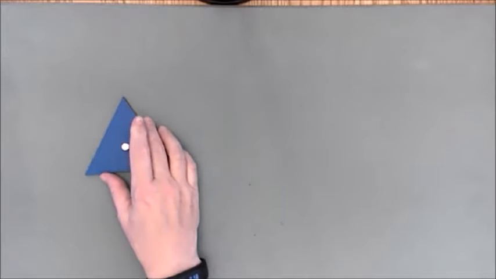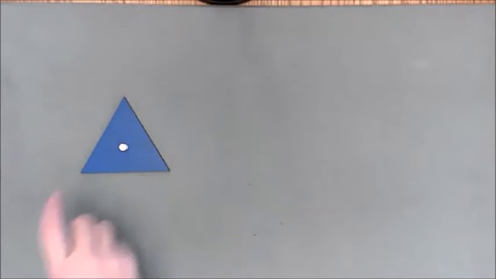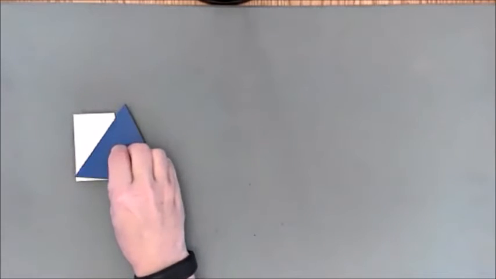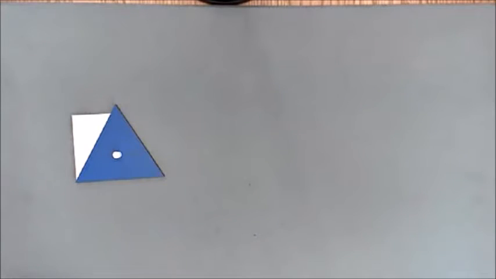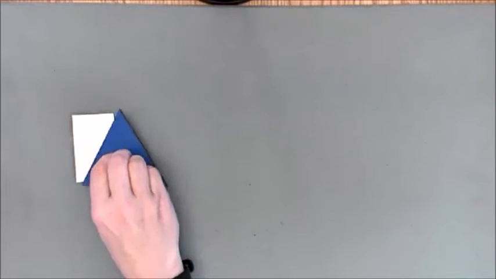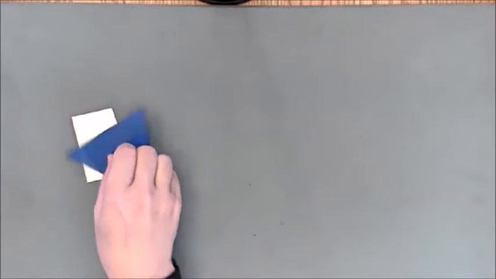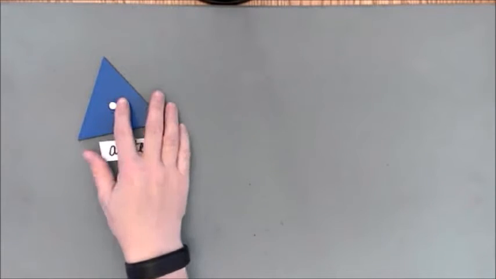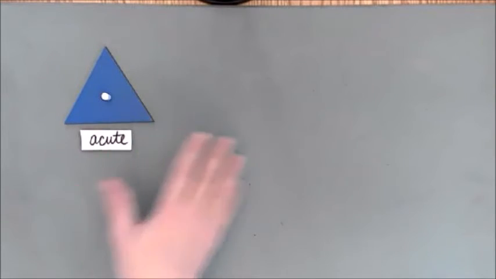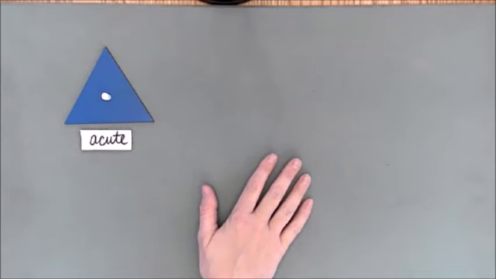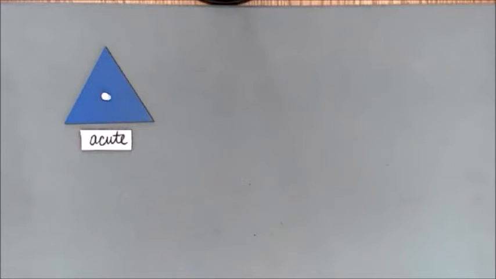So let's switch our view. And here I have a triangle whose angle measures are all less than 90 degrees. If I place this on there, you can see there's paper sticking out still. So the angles that make up this triangle are all acute angles. This is called an acute triangle. Acute triangle means that all of the angles that make up the triangle are less than 90 degrees, just like when we measured, acute angles are all less than 90 degrees.